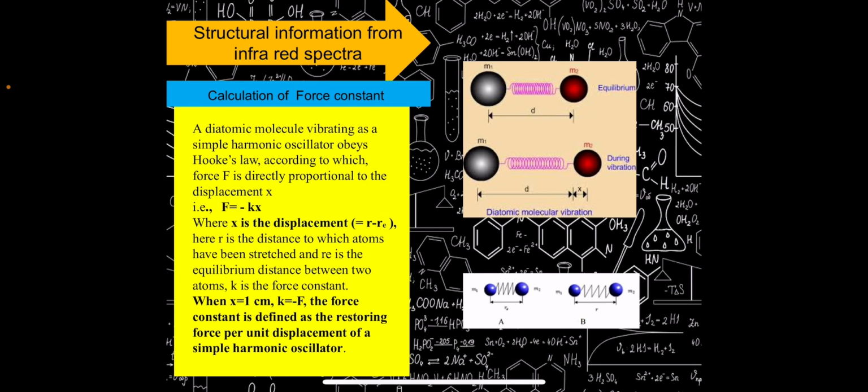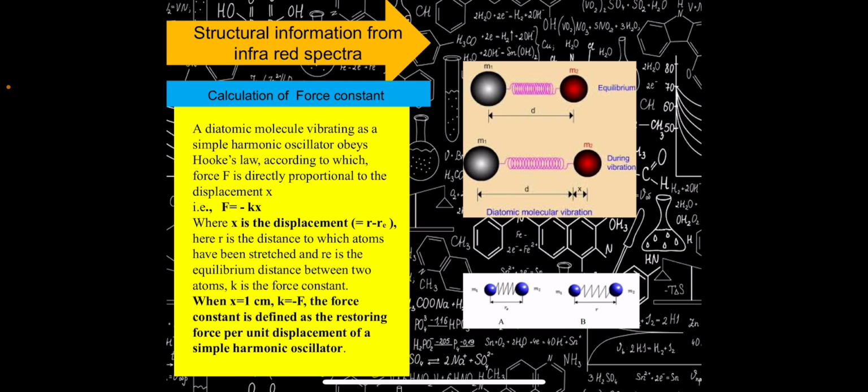Now, the application of infrared spectroscopy. The structural information from infrared spectra: we can also calculate the moment of inertia and the bond length. In the rotational spectrum, the frequency separation is also known from the spectra. So, delta nu bar is equal to 2B centimeter inverse. The other application is that we can calculate the force constant.